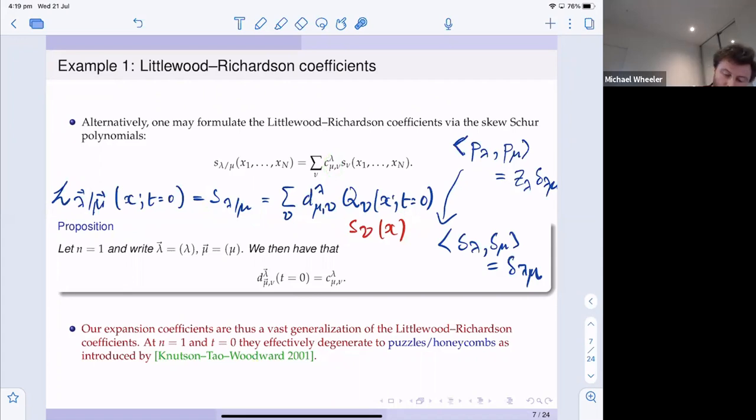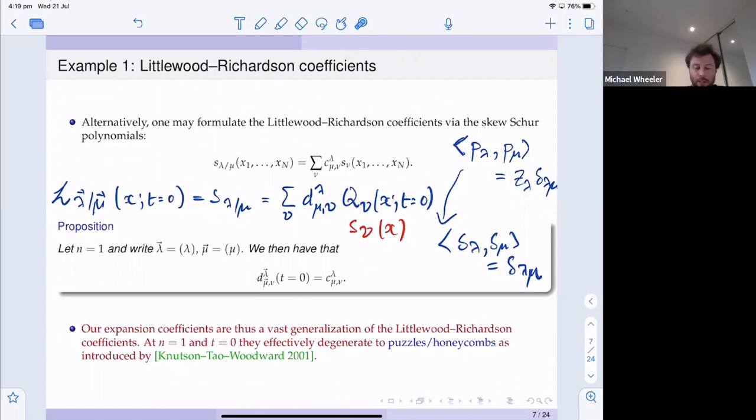So that's really the first result. What we're looking at here, these puzzles, if you like, or these coefficients, they reduce to the Littlewood-Richardson coefficients. So there's some sort of big generalization of the puzzles or the honeycombs that were studied by Knutson, Tao, Woodward back in 2001. You'll see at the end, when we draw the kind of pictures that one gets out of this, that they have a strong resemblance to honeycombs.